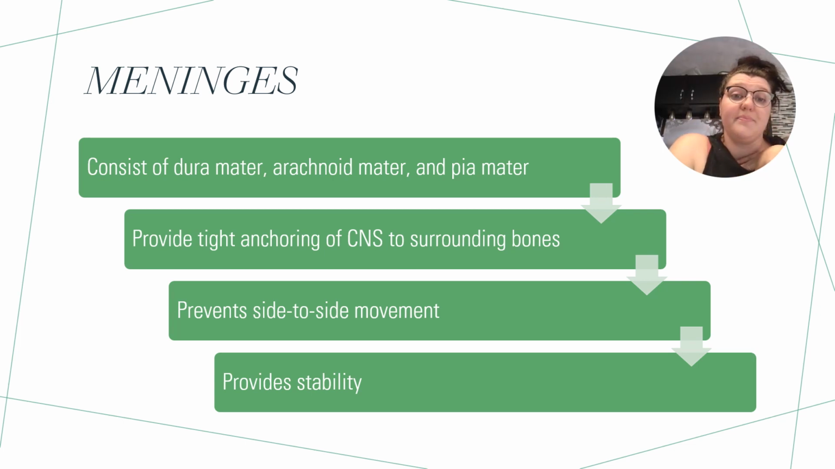There are 3 layers of the meninges, and it consists of the dura mater, the arachnoid mater, and the pia mater. These provide a tight anchoring of the CNS to those surrounding bones. It also provides stability, and it prevents the side-to-side movement of your brain. So it keeps your brain right in place where it should be.